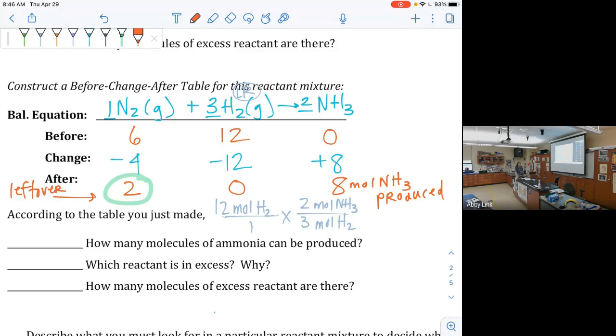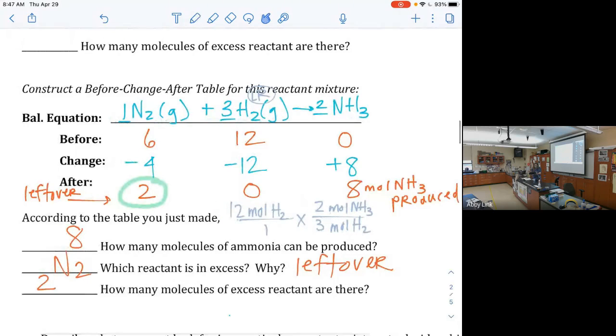Okay, so let's answer these questions. How many molecules can be produced? We got 8. Which reactant is in excess? N2. Why? Left over. It's as simple as that. How many molecules of excess reactant are there left over? We already figured that out. The answer is 2.